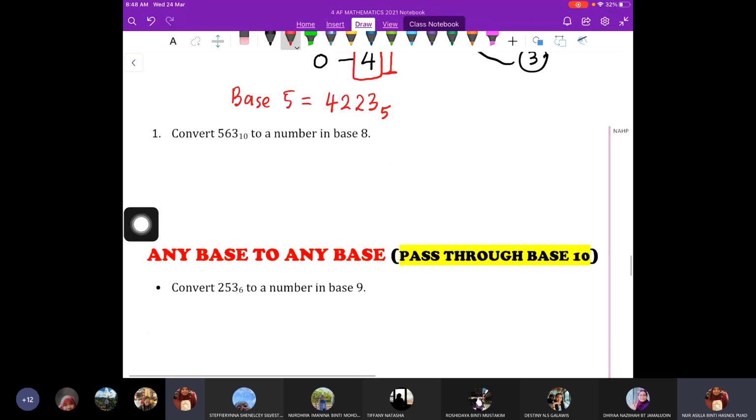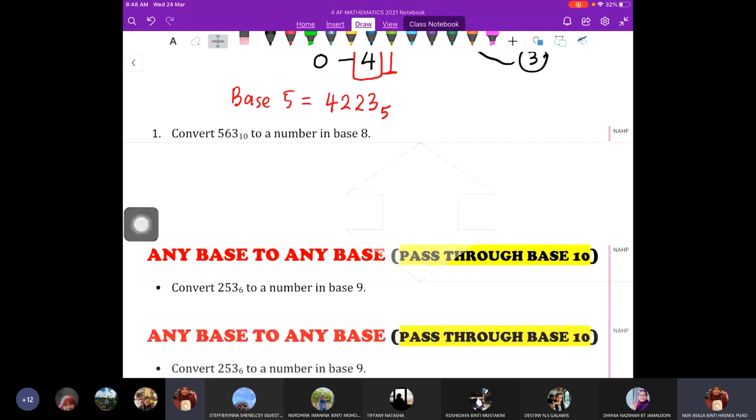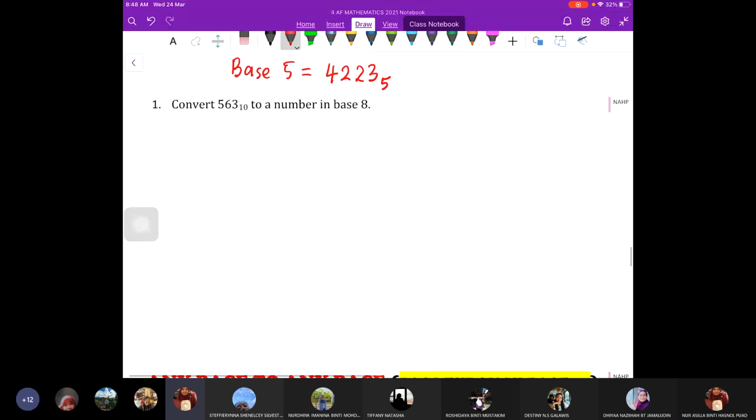Okay, let's look at this one. Macam mana kita nak convert? Okay, so kita start dengan 563. Tapi kali ni saya nak tukar kepada base 8. So you must always divide by 8. So 563 divide by 8. You will get 70, remainder dia 3.